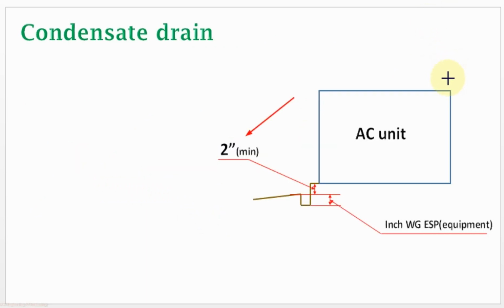Condensate drain piping. When we use condensate drain piping for AC units like FCU and AHU, we use a P-trap after the unit. The height of the P-trap you can calculate as the height difference between the U and the AC unit should be minimum 2 inch, and the height of this U, you can see in this picture, should be equal to the unit external static pressure in water gauge. Suppose you have an FCU having external static pressure of 2 inch water gauge, then the height of this U portion should be 2 inch.